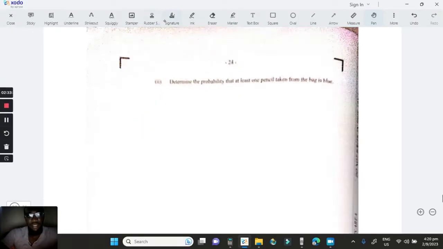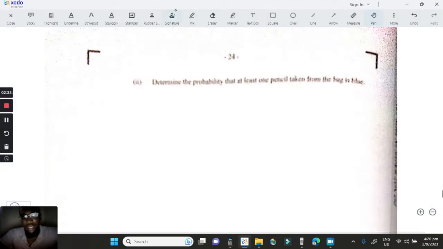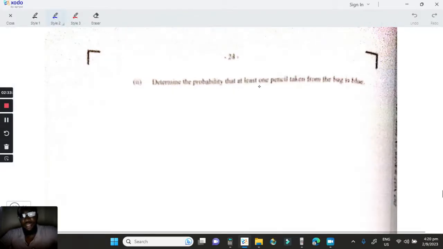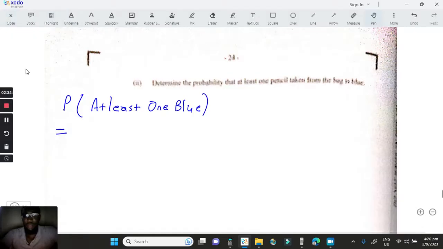Now they say, determine the probability that at least one pencil taken from the bag is blue. So this says determine the, I'm going to write it better here. Determine the probability at least one blue is drawn. At least one blue. That's what we're finding. So if it's a probability that we get at least one blue, you can use your tree diagram to assist you.